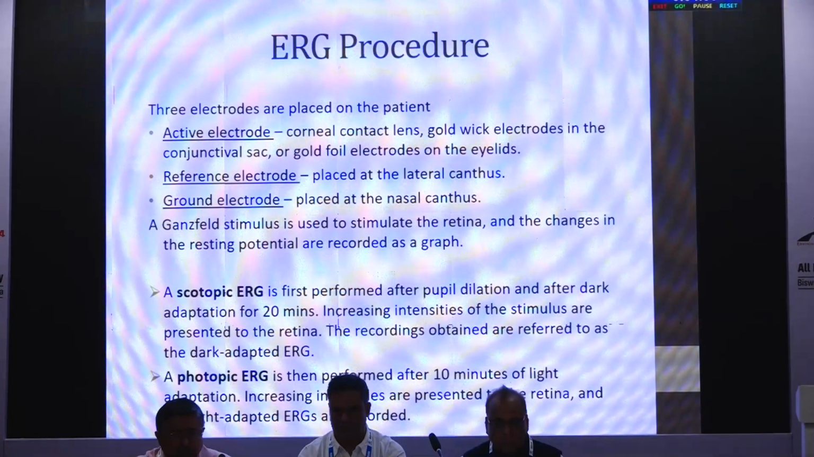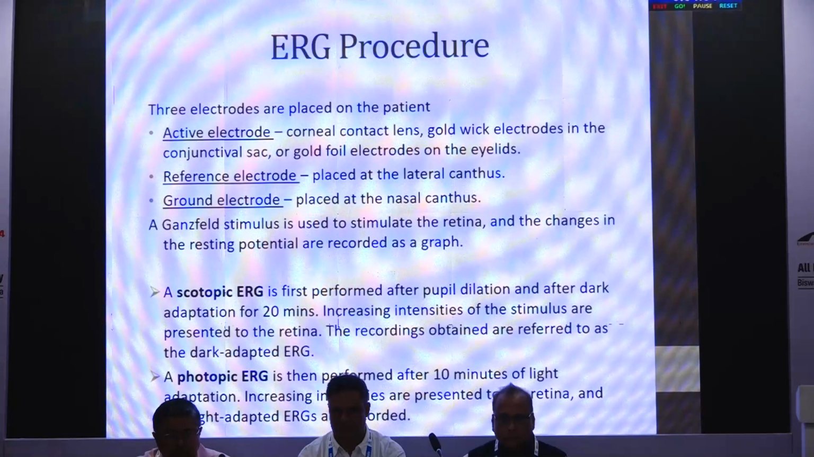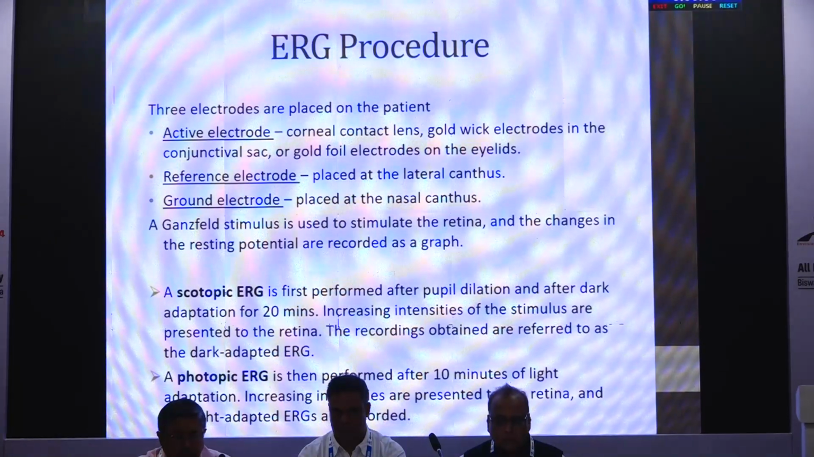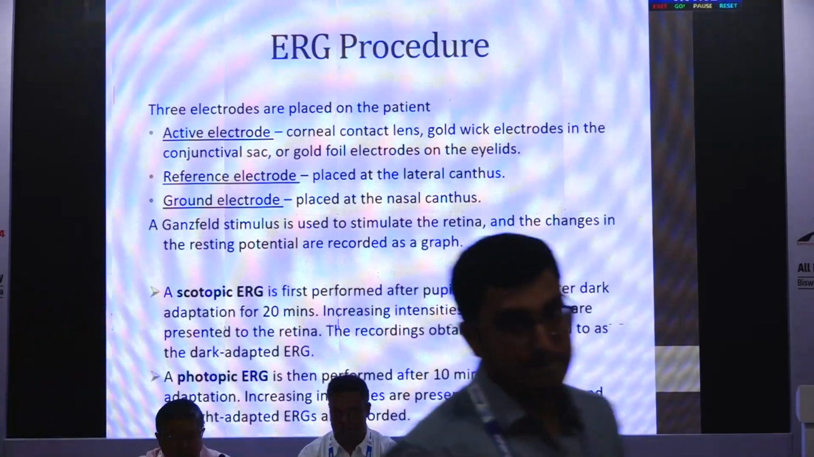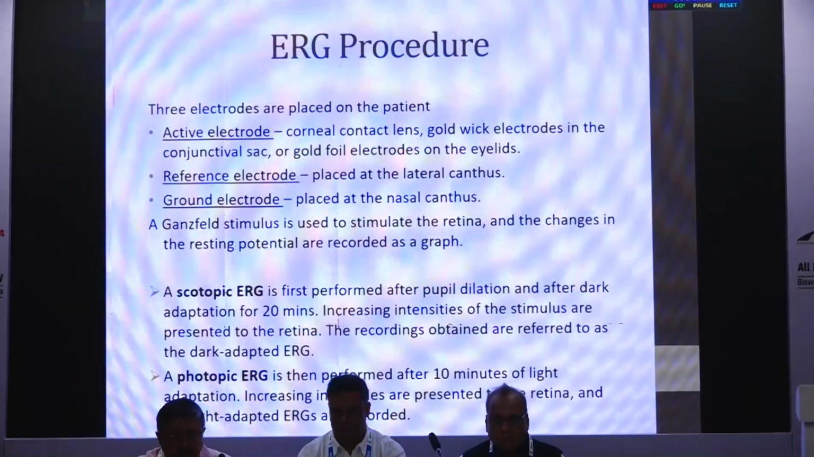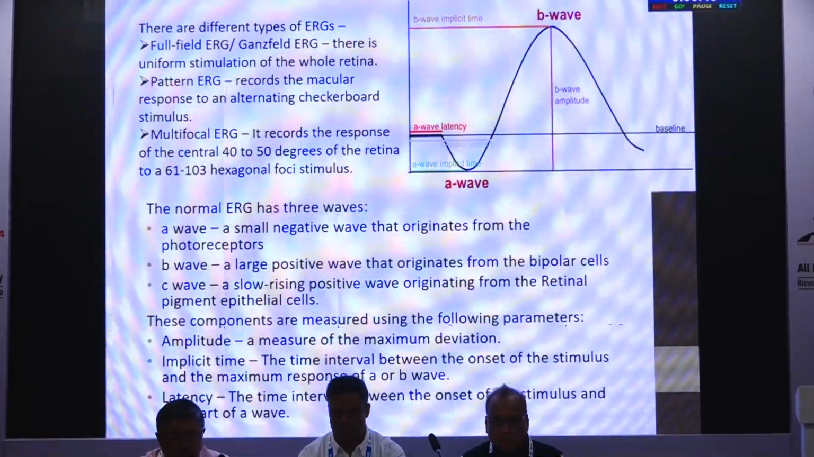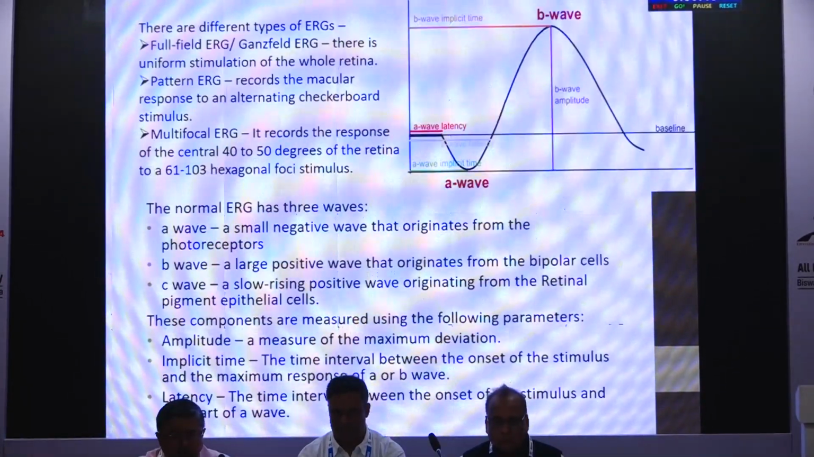So first, scotopic ERG is performed after pupil dilatation and after dark adaptation for 20 minutes, and increasing intensities of the stimulus are presented to the retina, and recordings obtained are referred to as a dark adapted ERG. A photopic ERG is performed after 10 minutes of light adaptation, and increasing intensities are presented to the retina, and light adapted ERGs are recorded.